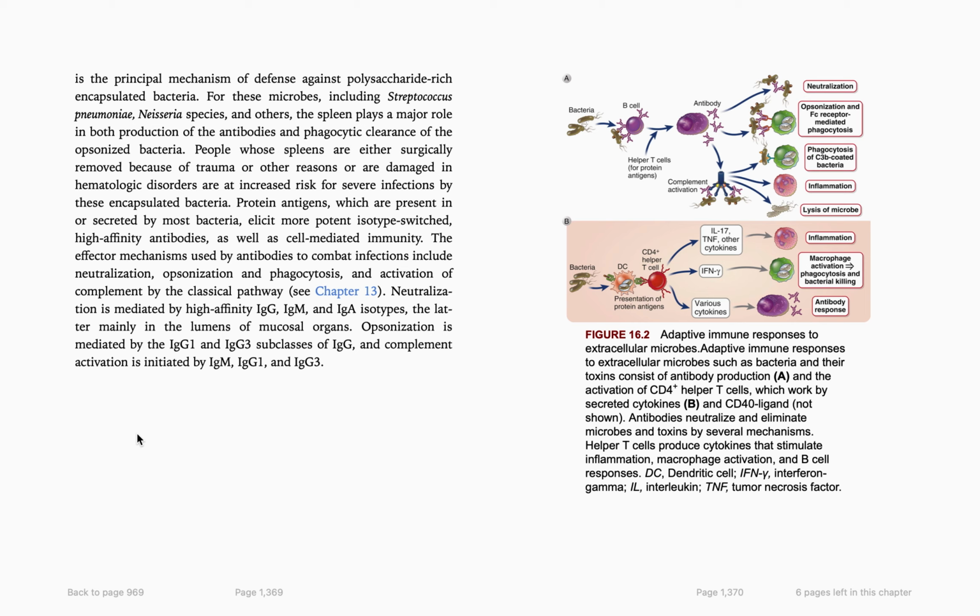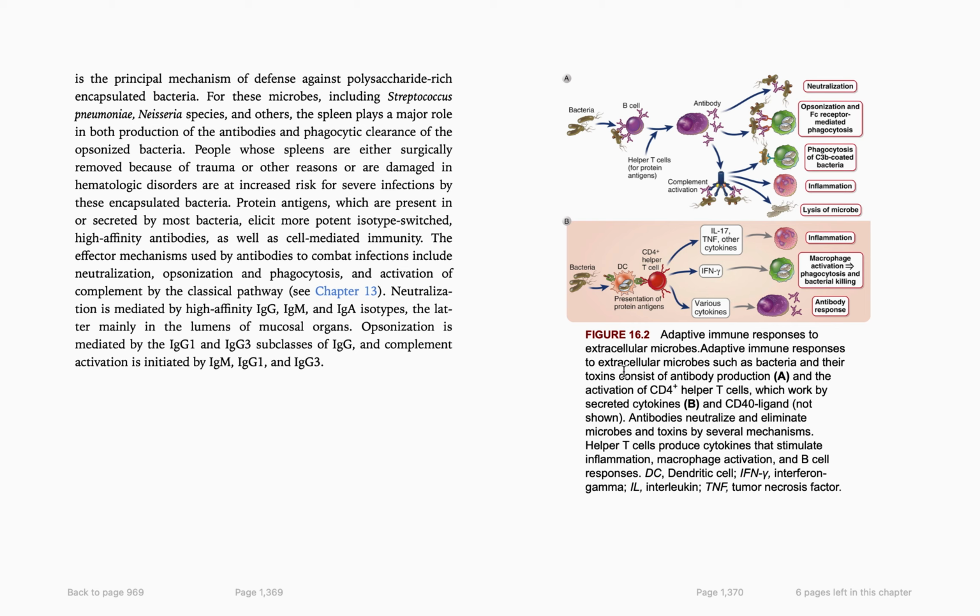Neutralization is mediated by high affinity IgG, IgM, and IgA isotypes, and later mainly in the lumen of mucosal organs. Opsonization is mediated by IgG1 and IgG3 subclasses of IgG, and complement activation is initiated by IgM, IgG1, and IgG3. So we have the diagram here and the figure.